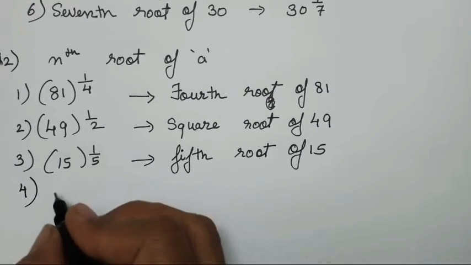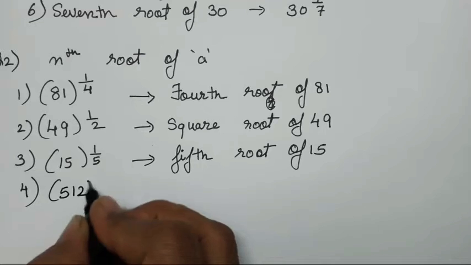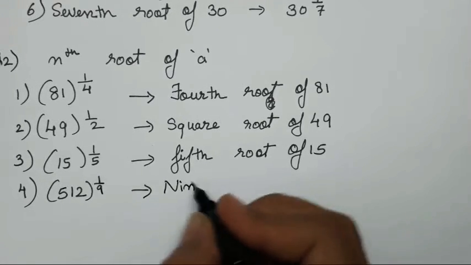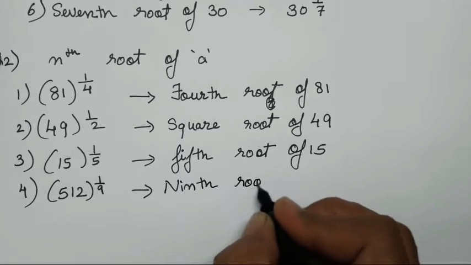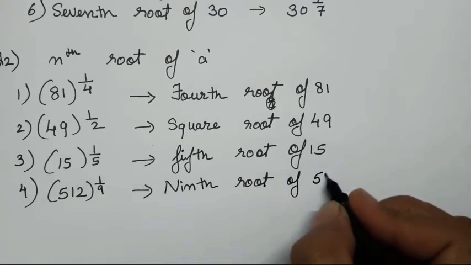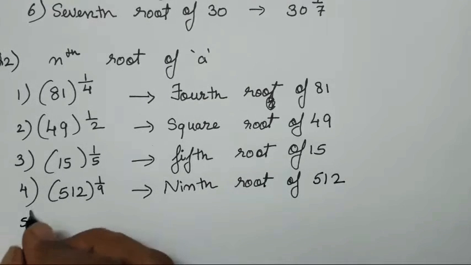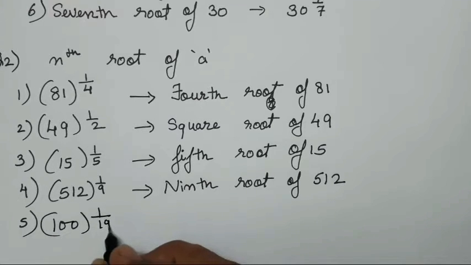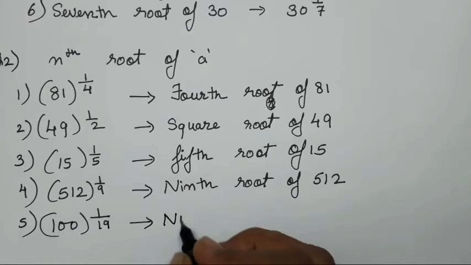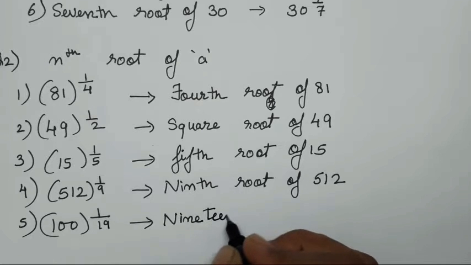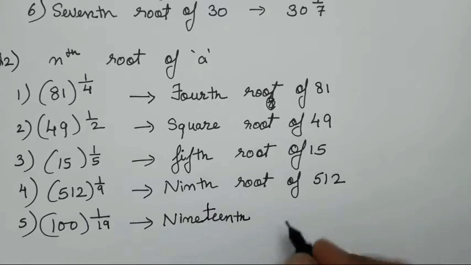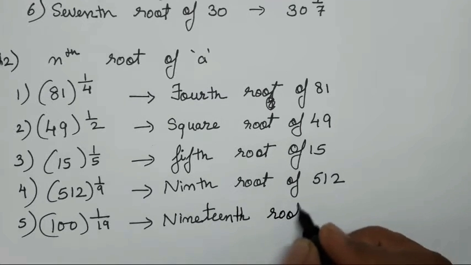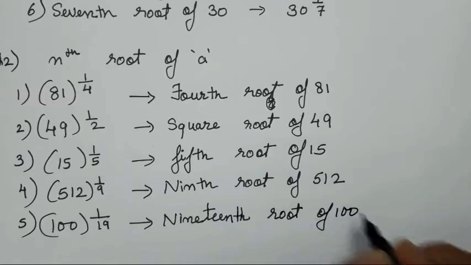Fourth one is 512 to the power 1 upon 9, so ninth root of 512. The fifth one is 100 to the power 1 upon 19, so 19th root of 100. Spelling is important. Don't forget to make the spelling correct. Don't write it in the wrong form. So 19th root of 100.